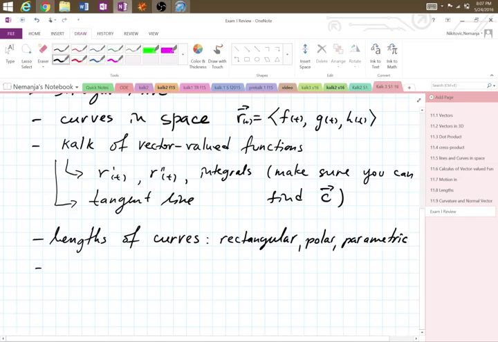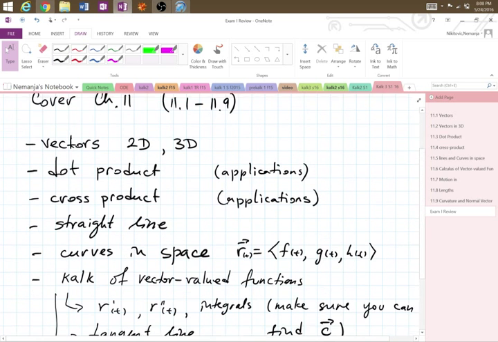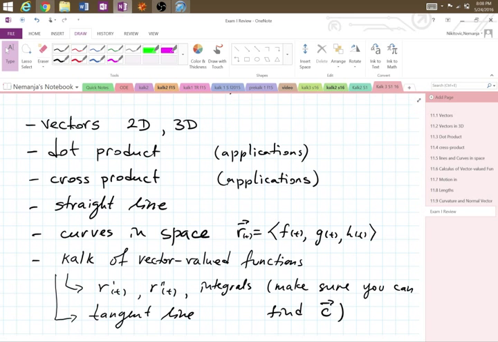And then the last concept is curvature and the normal vector. It was principal unit normal vector, the full title. That was last night. It's covered last night. So that's what we have for these concepts.